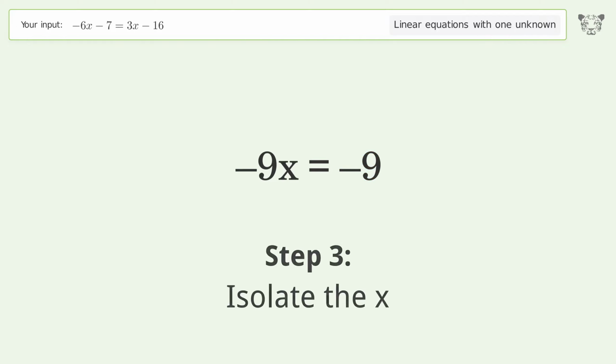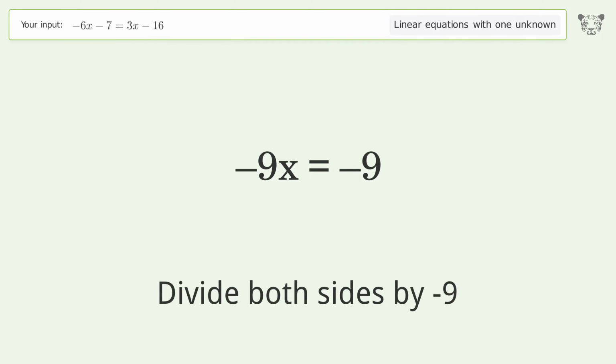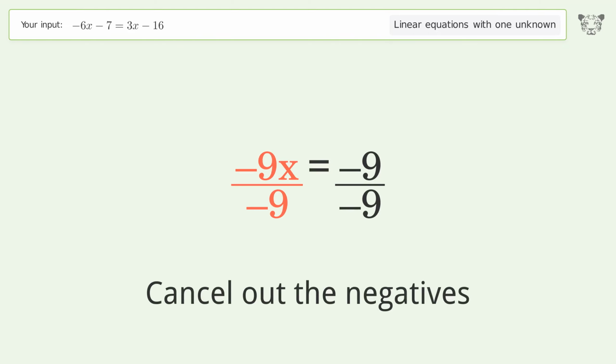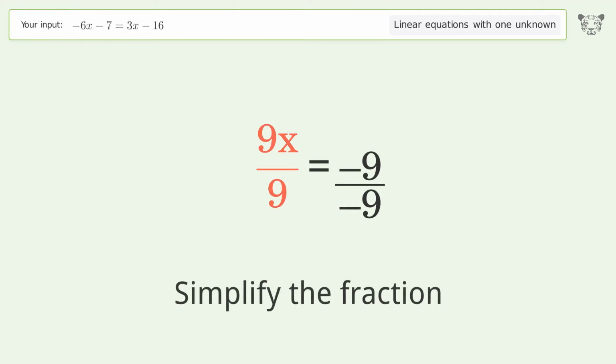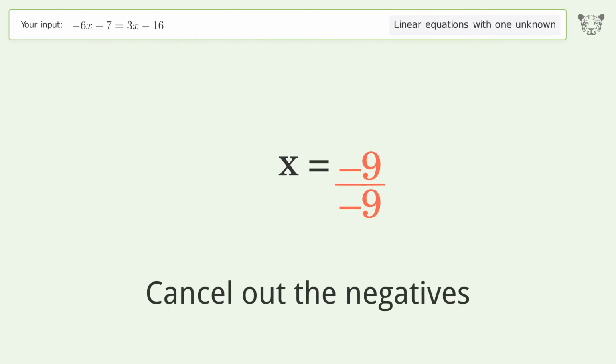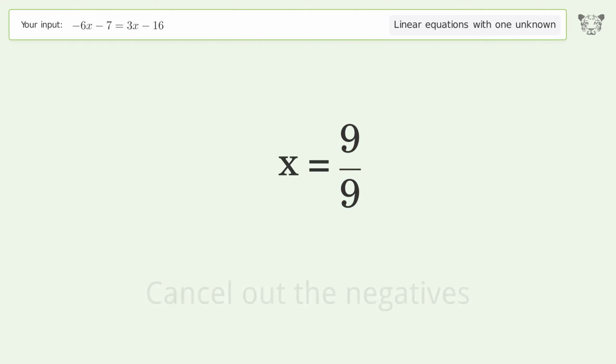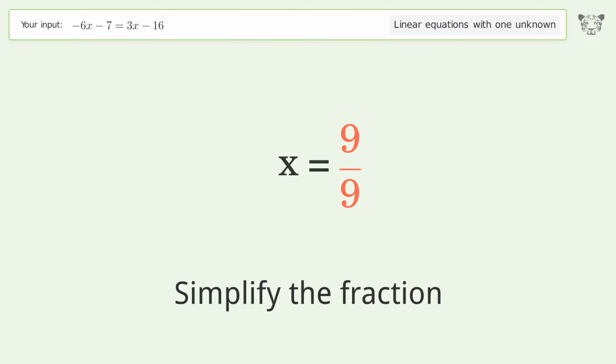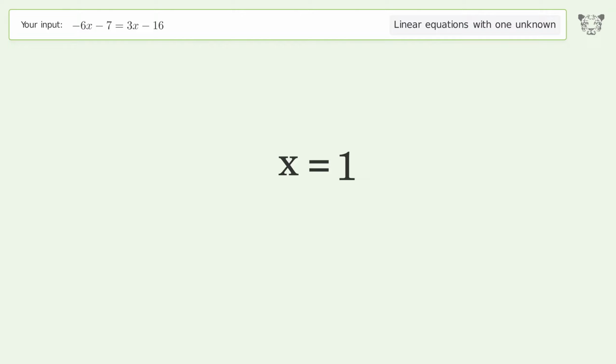Isolate the x. Divide both sides by -9. Cancel out the negatives. Simplify the fraction. Cancel out the negatives. Simplify the fraction. And so the final result is x equals 1.